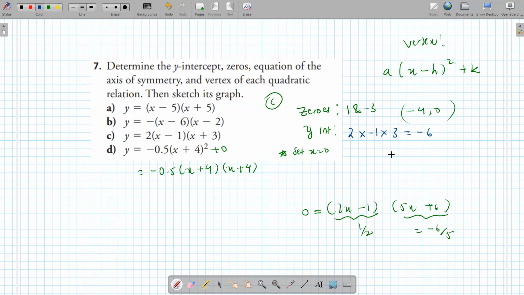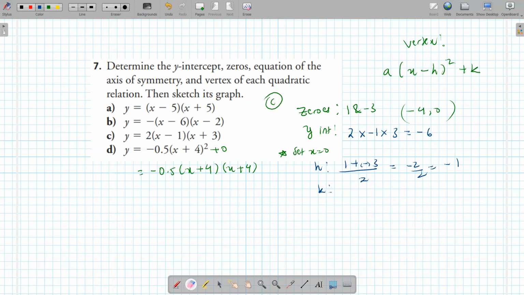That's the y-intercept. And to find the h value of the vertex, you find the midpoint of the x-intercepts. So you get -2 over 2, you get -1. How do you find the y value of the vertex? You want to plug it back into the equation. If you have the h, which is the x value of the vertex, it's also the axis of symmetry. To find the y value of the vertex, straight up plug that h value as x back into the equation.